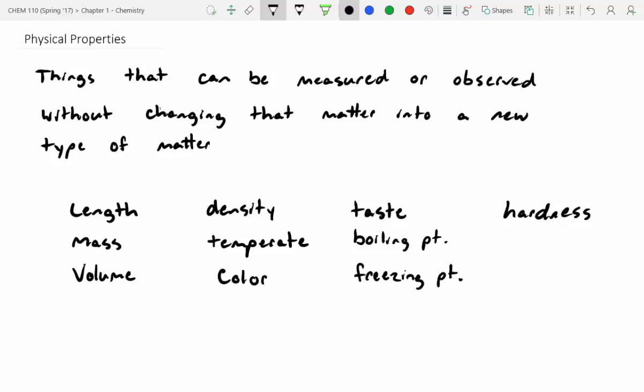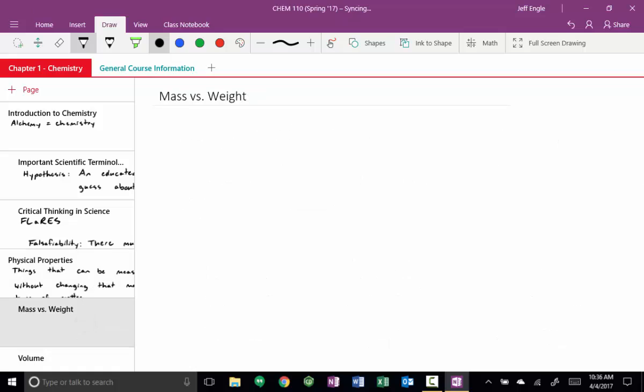The other thing we can measure too is odor, or you can at least observe it, apparently. And all of these are important properties that you can observe or measure, but you aren't changing the substance that you're looking at, right? If you're tasting something, you're not changing it, you're just ingesting it, essentially. All right, so now let's go back to that mass versus weight argument.